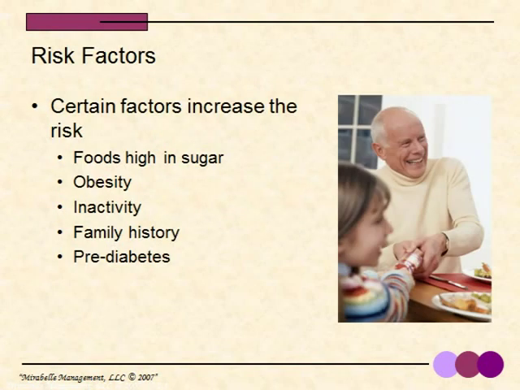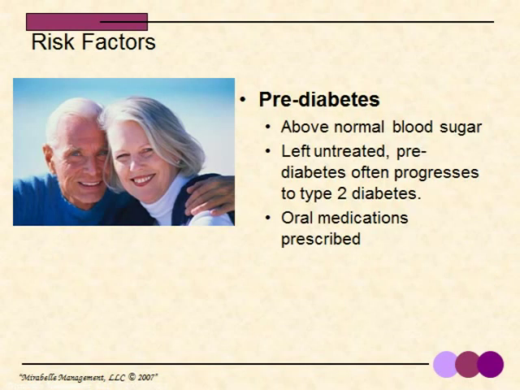It is clear that certain factors seem to increase the risk for developing type 2 diabetes. Foods high in sugar, being overweight, lack of exercise, and family history of diabetes contribute to the likelihood of diabetes. Another risk factor is a condition called prediabetes. This is a condition in which your blood sugar level is higher than normal, but not high enough to be classified as type 2 diabetes. Left untreated, prediabetes often progresses to type 2 diabetes.